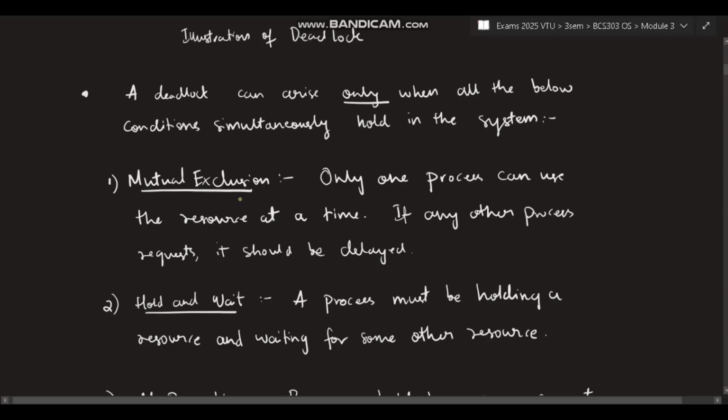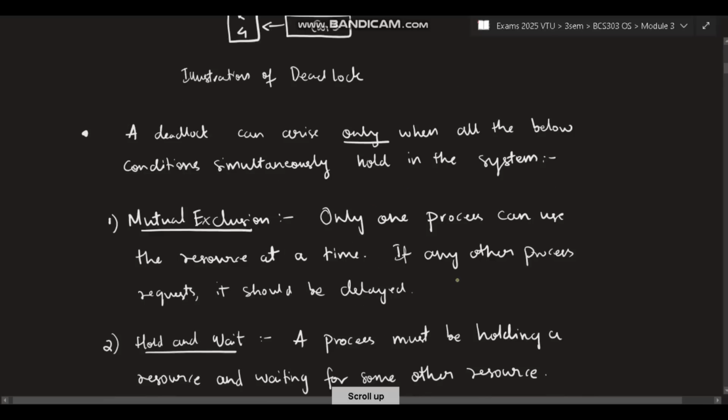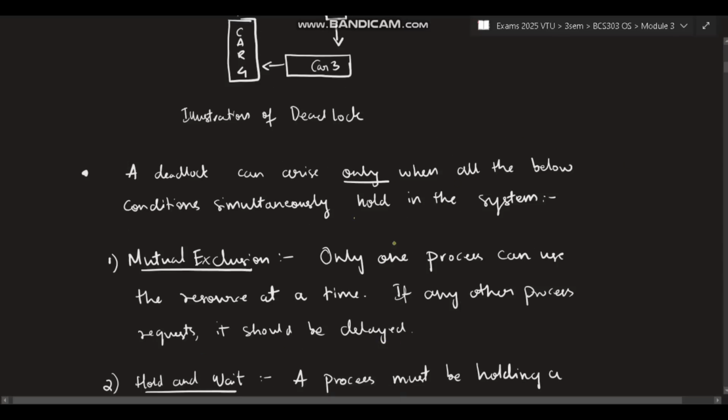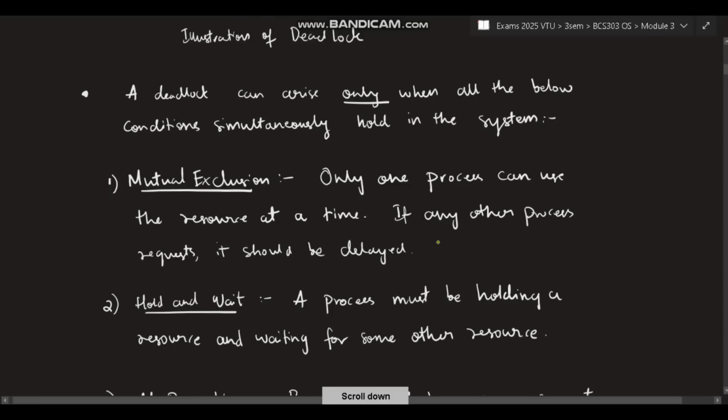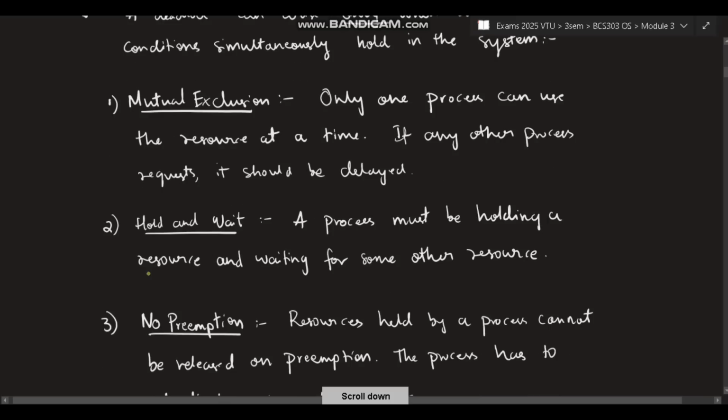The first is mutual exclusion. Only one process can use the resource at a time. Very simple. And if any other process requests it, it should be delayed. Got my point? At a time only one process can use the resource, and if any other process requests, it should be delayed. Second is hold and wait, a process.